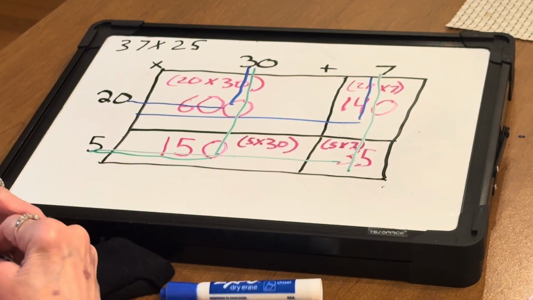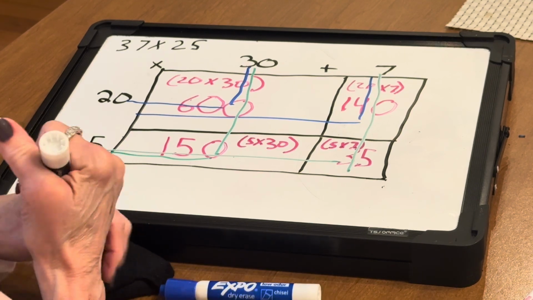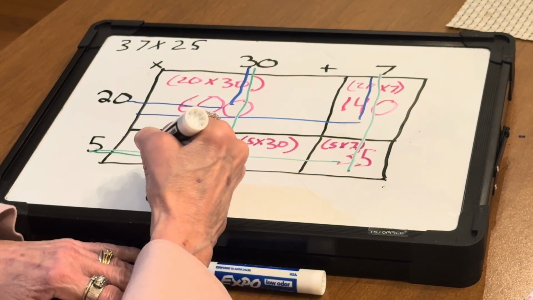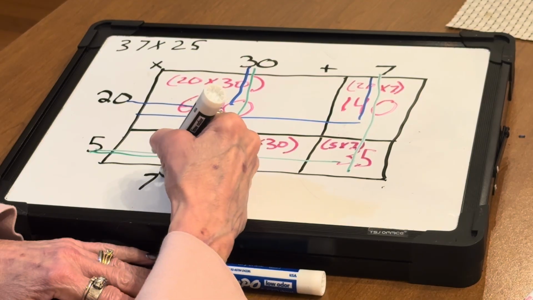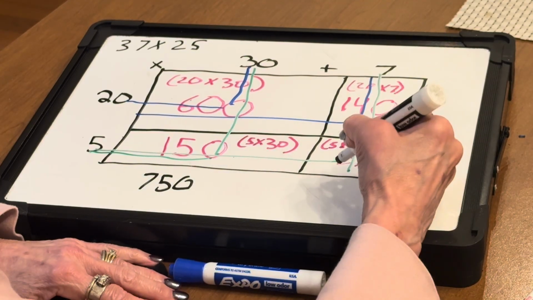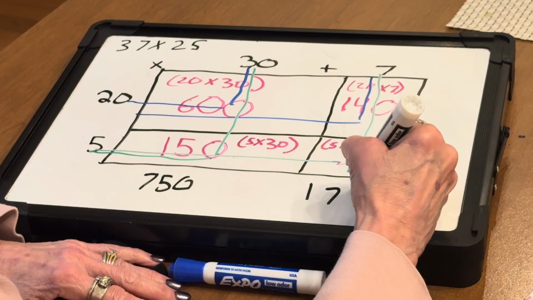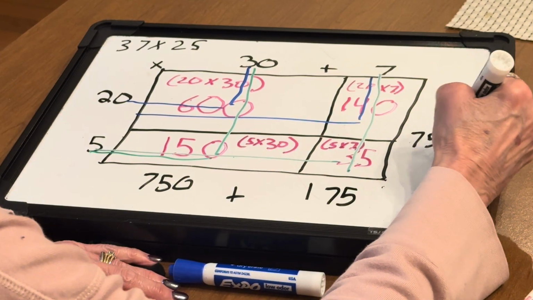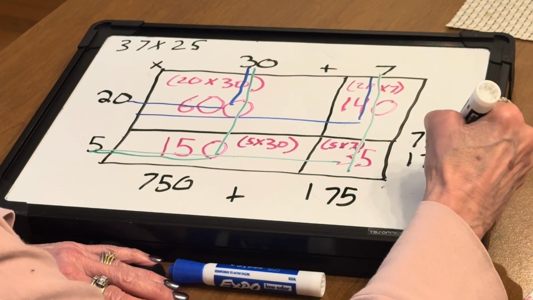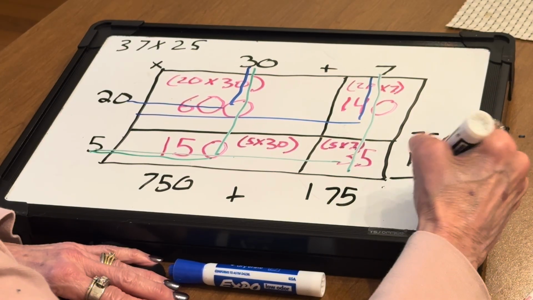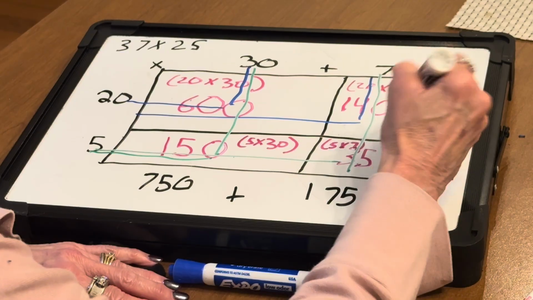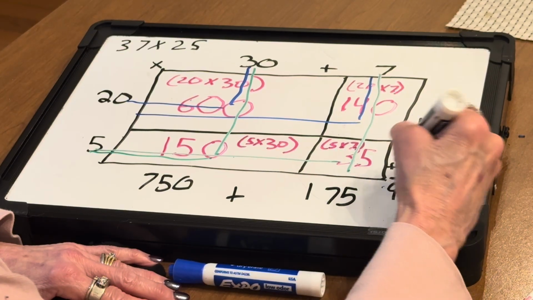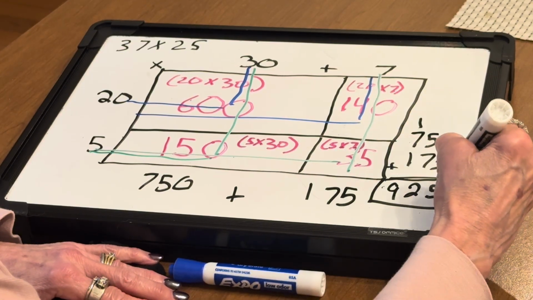All right, so once we get our partial products, we add them all up. So I like to add down first. You can get 750, and then here, 175, and then you add those two together. 750 plus 175, and you get 925. That would be your product or your answer.